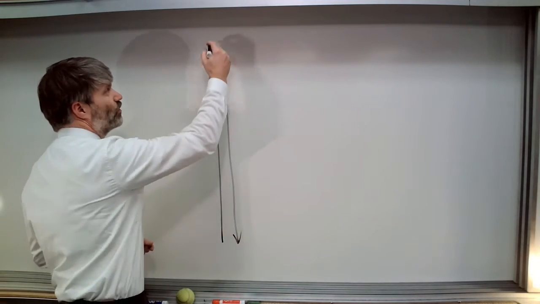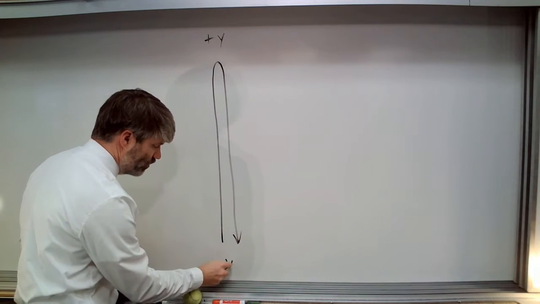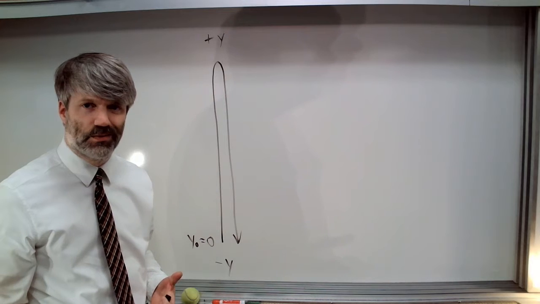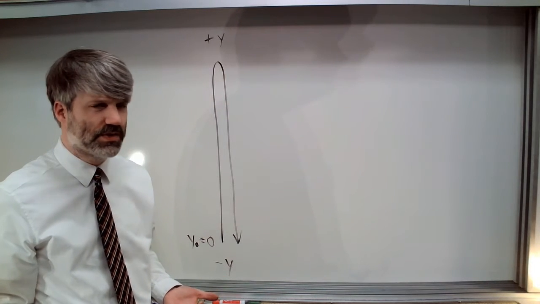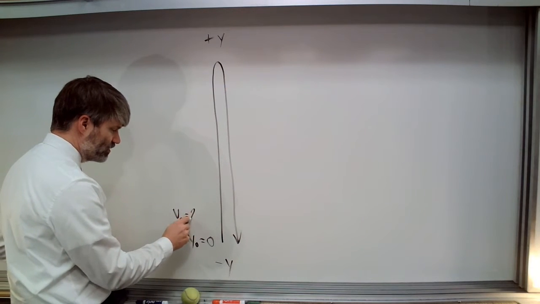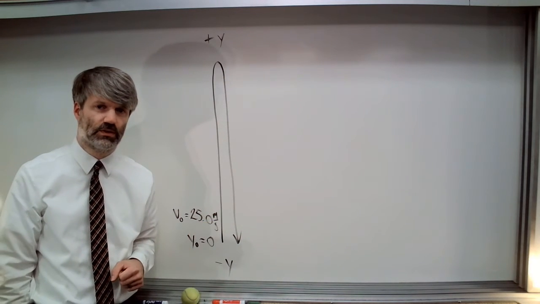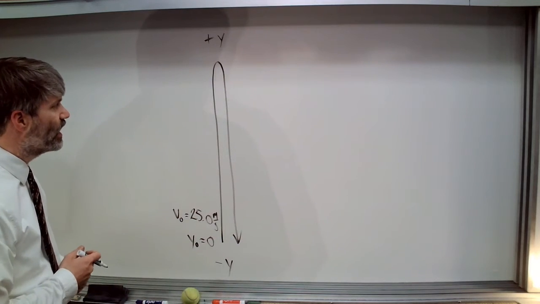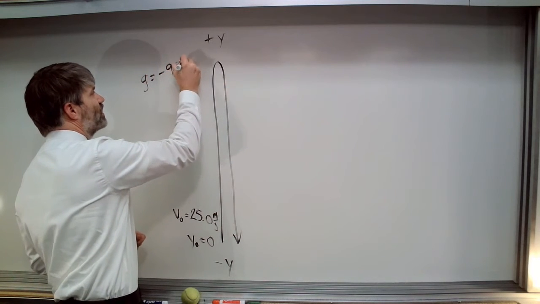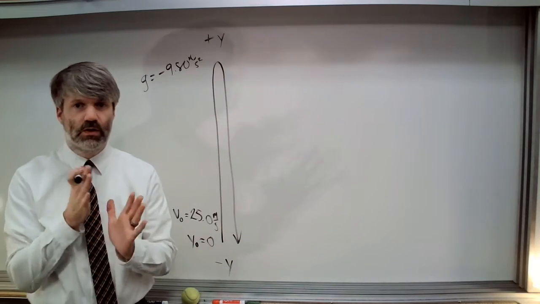We know we want upward to be the positive y direction, downward will be the negative y direction. We'll start y naught as 0 because I don't see why we would do it any other way, right? V naught is again 25.0 meters per second, and the acceleration due to gravity is negative 9.80 meters per second squared. All things that we know.